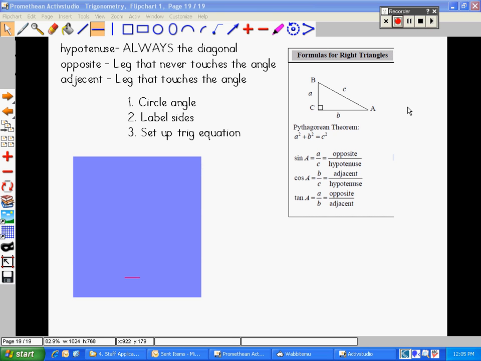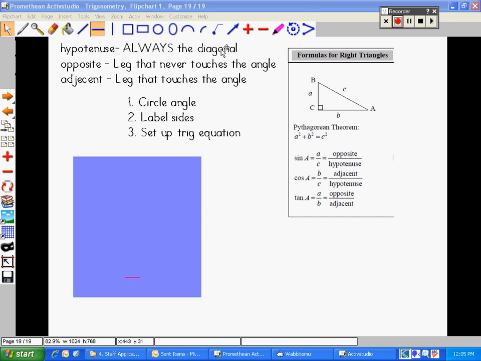Okay, so let's do homework problem number 9. And we have to find the missing side of the triangle. First of all, let's talk about how we know how to label each side of a triangle. The hypotenuse is always the diagonal side. It's always across from the 90 degrees.